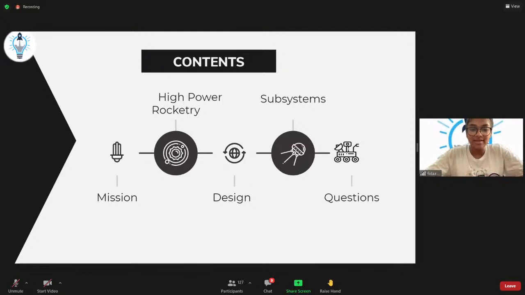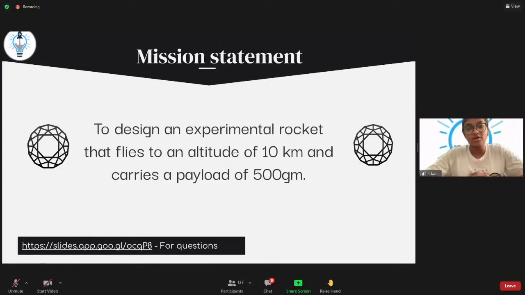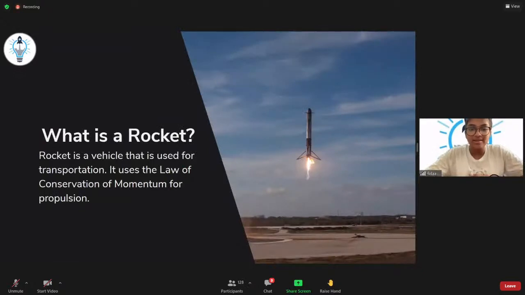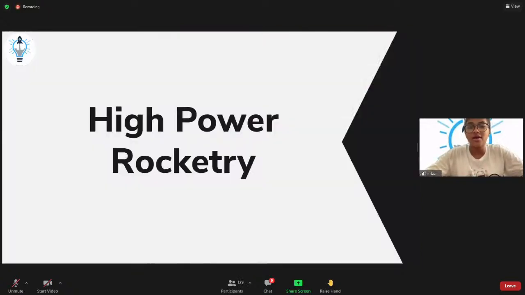Our mission statement is to design an experimental rocket that flies to an altitude of 10 kilometers and will carry a payload of 500 grams. What is a rocket? A rocket is a vehicle that is used for transportation. It uses the law of conservation of momentum for propulsion. Our mentors taught about these laws descriptively in the first few weeks of the program. Next, we have high power rocketry by Aryan. Over to you, Aryan.